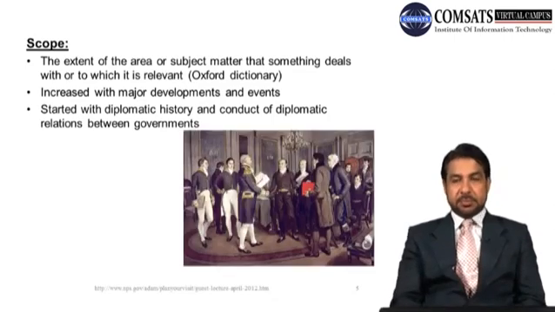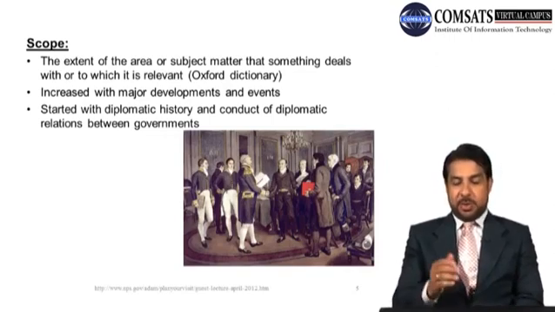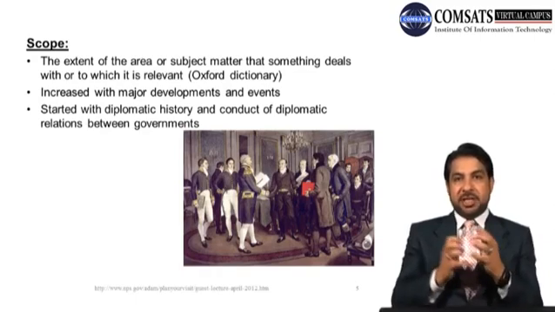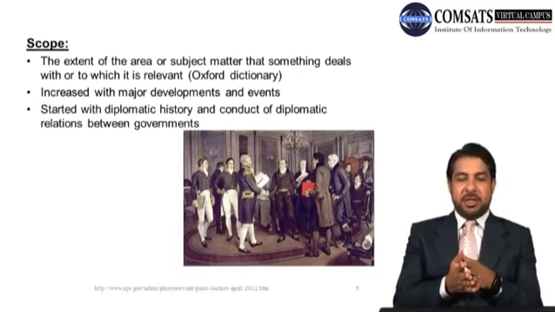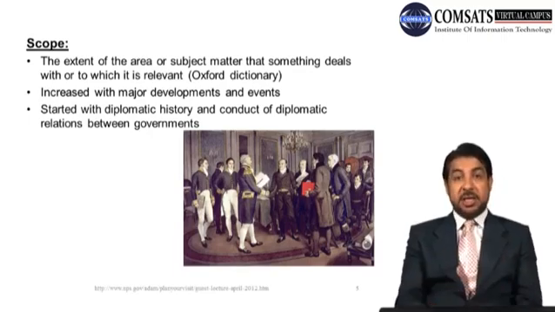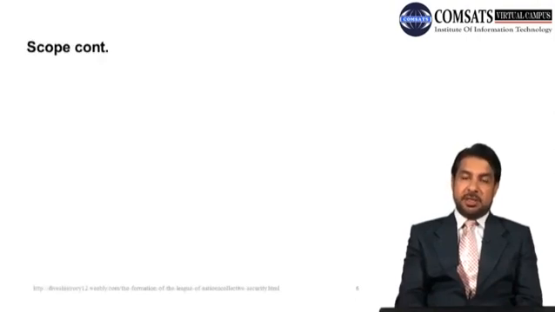Then, before I go to the next point, again you can see an image in which you can see the diplomatic relations between the officials, and you can see the ambassadors and the diplomats negotiating. That was basically the initial scope of international relations.